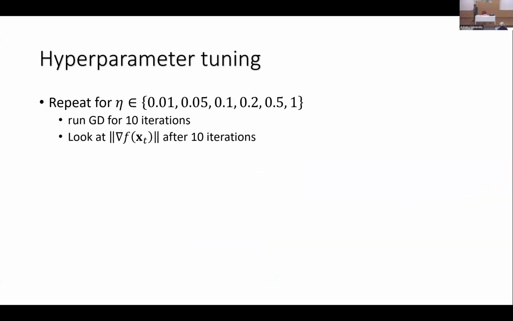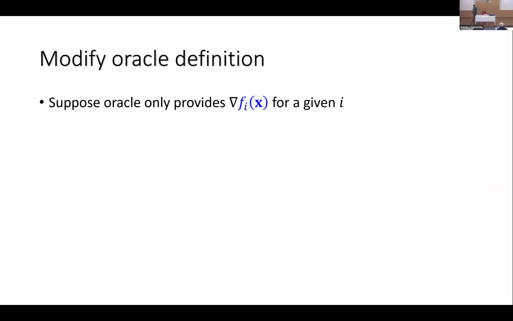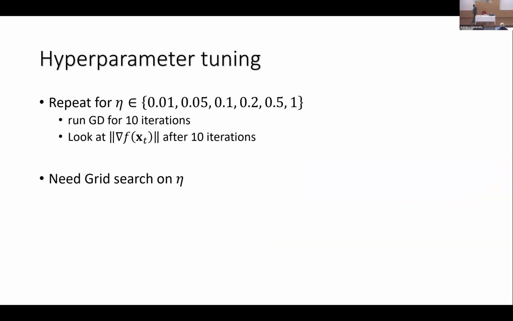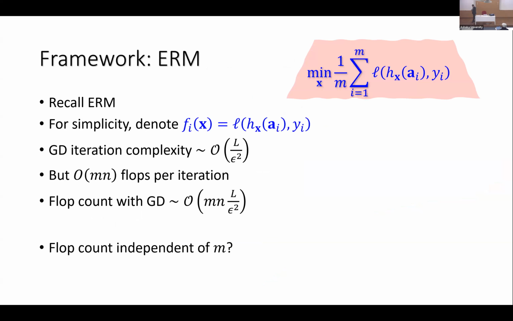Right? That may not always be the case, but in this case, that is the scenario. Okay. Now, when we come to the SGD or ERM formulation, we are seeing that if gradient descent iteration complexity is L by epsilon square, then if you apply gradient descent on this problem, the flop count will be Mn into L by epsilon square, and we were wanting to remove M, right? So can we have a flop count that does not depend on M? That was our goal with SGD.